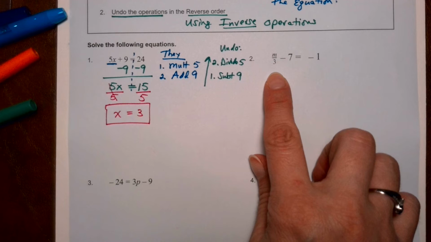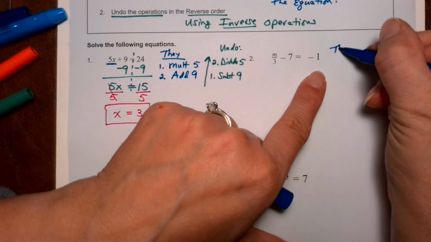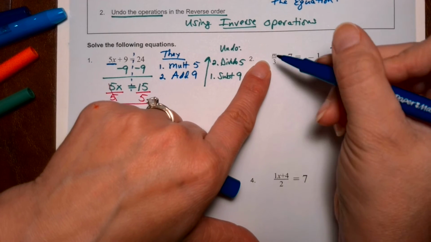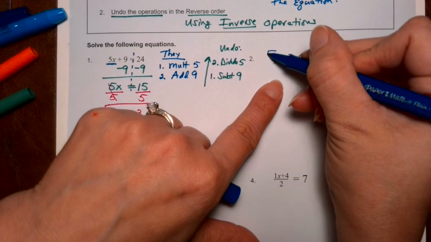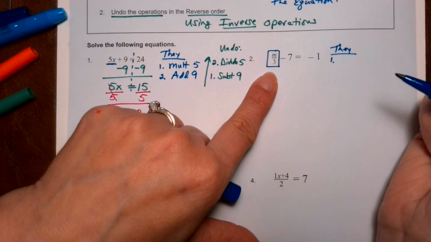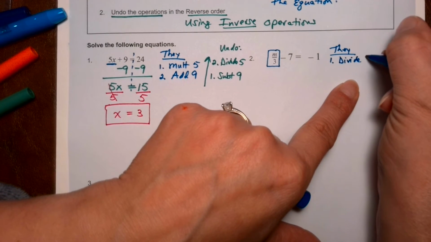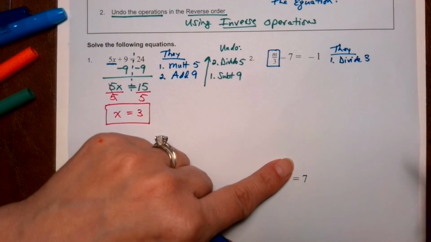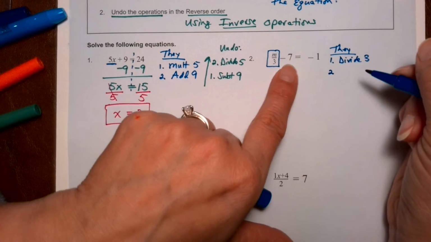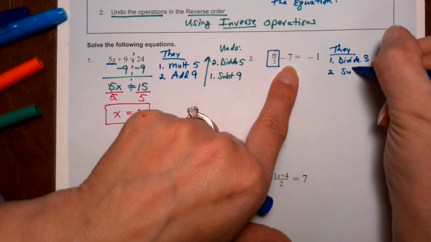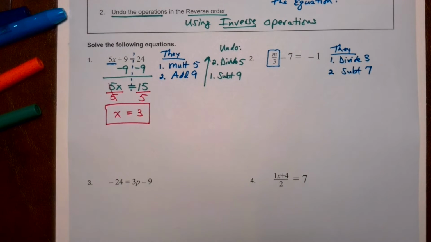Let's see how they made this equation. Okay, so what did they do? Step 1, find the variable. Okay, here's the variable. What did they do to m? It looks like they divided by 3. And then what's the second thing they did? They took that and then they subtracted 7.